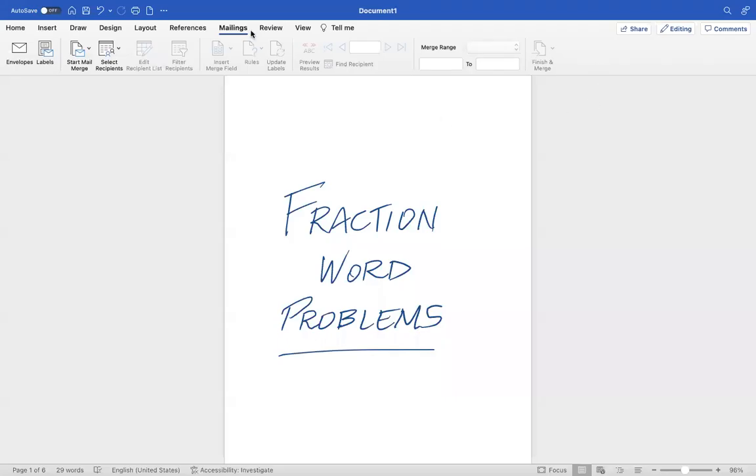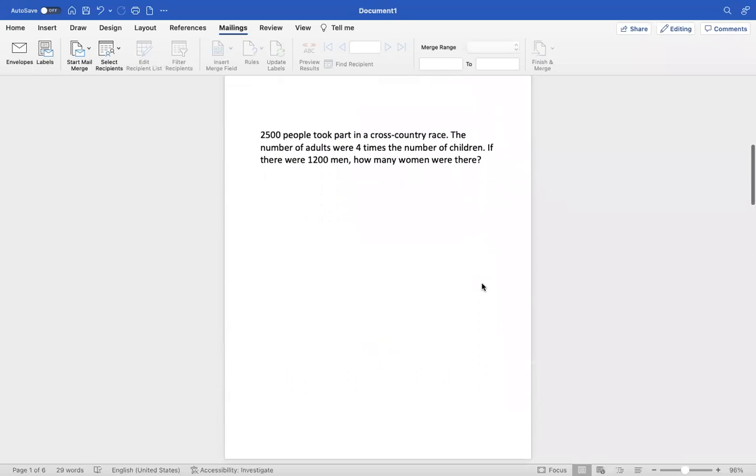Okay, class, let's review and go over how to solve word problems. And this time we're going to look at it with fractions. So if we're going to do it with fractions, let's look at a problem. I want to go over this problem from our review.